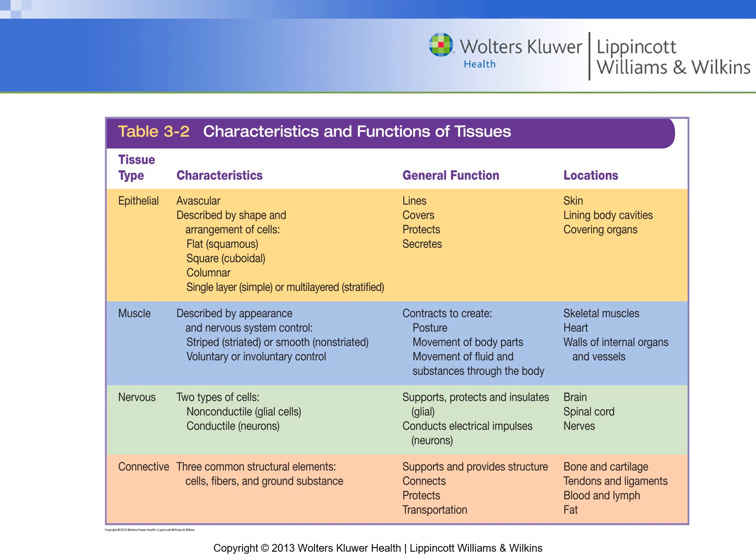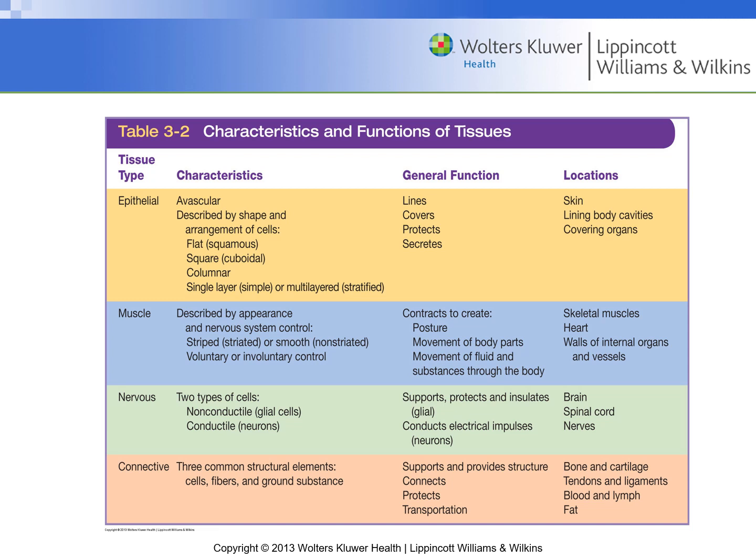Nervous tissue is characterized by two types of cells: non-conductile, which is the glial cells, and conductile, which is the neurons. Its general functions are to support, protect, and insulate, which is the glial, and conduct electrical impulses, which is the neurons. It is located in the brain, the spinal cord, and the nerves.